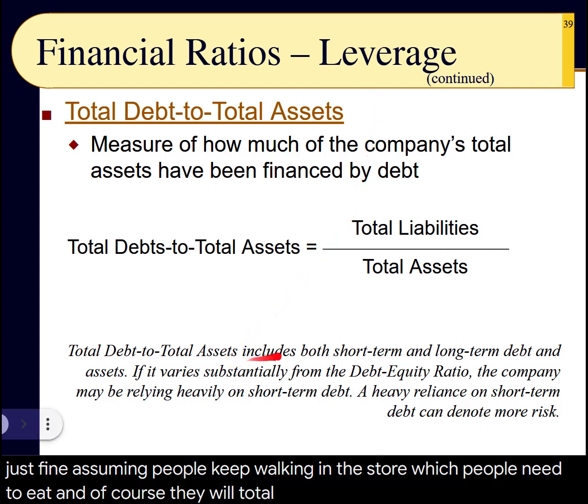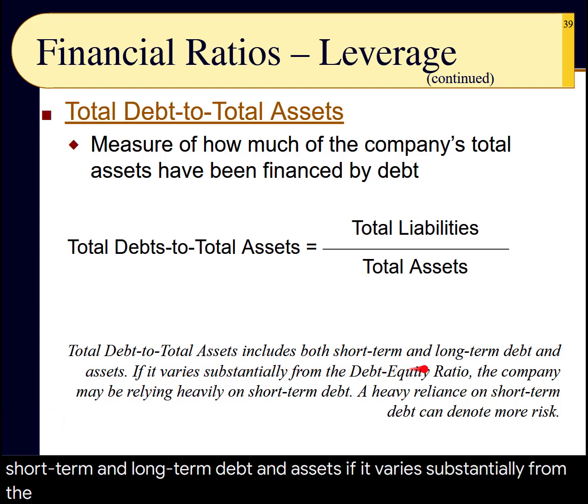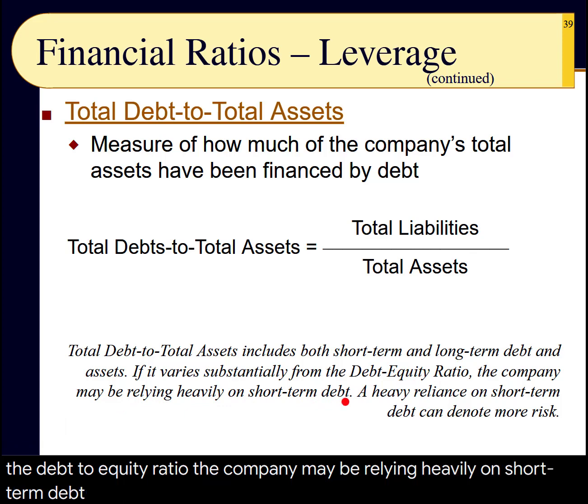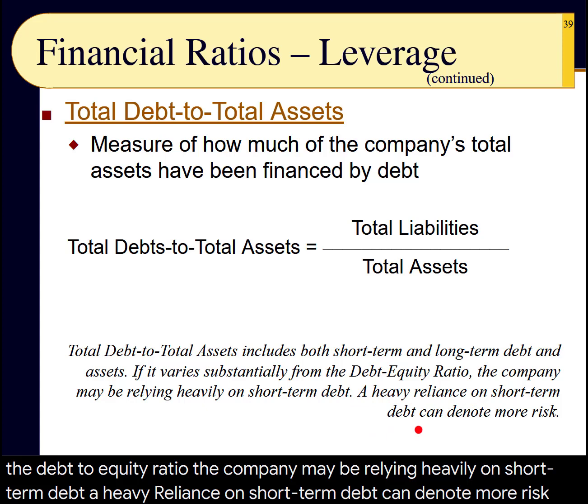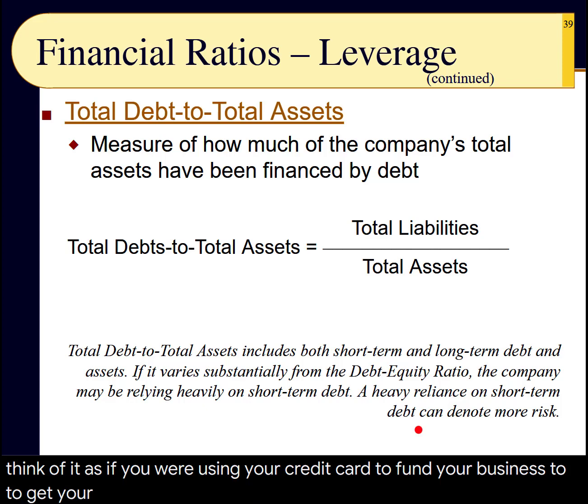Total debt to total assets includes both short-term and long-term debt and assets. If it varies substantially from the debt to equity ratio, the company may be relying heavily on short-term debt. A heavy reliance on short-term debt can denote more risk. Think of it as if you were using your credit card to fund your business, to get your business off the ground, which is what a lot of entrepreneurs do, right?